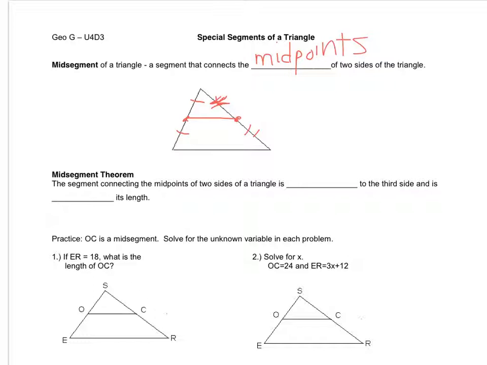So the important thing about a midsegment is that it is parallel. So remember, this symbol right here, the double cursive L, is parallel. So they never touch. To the third side, and it's half its length.